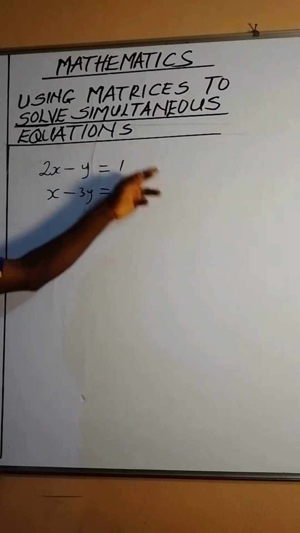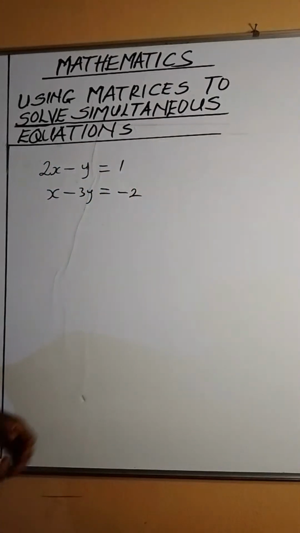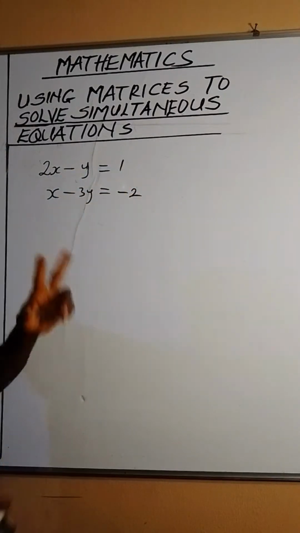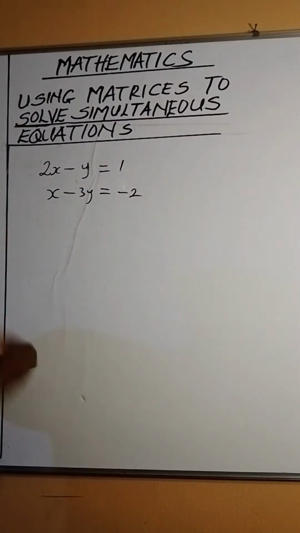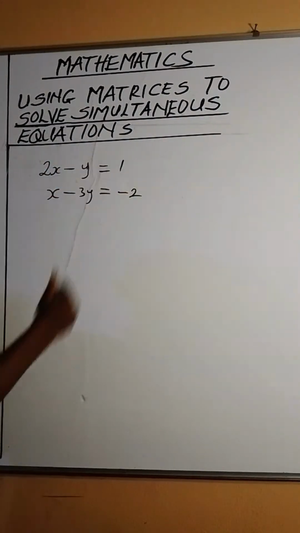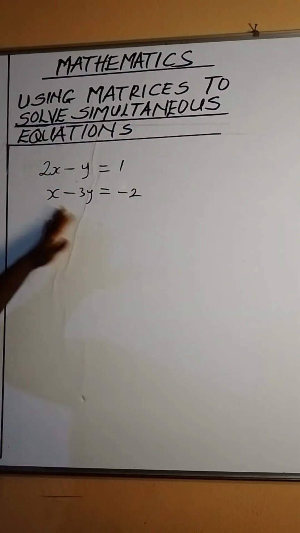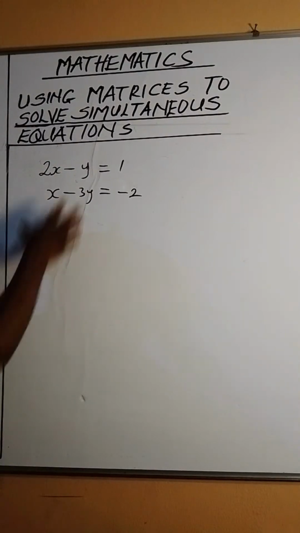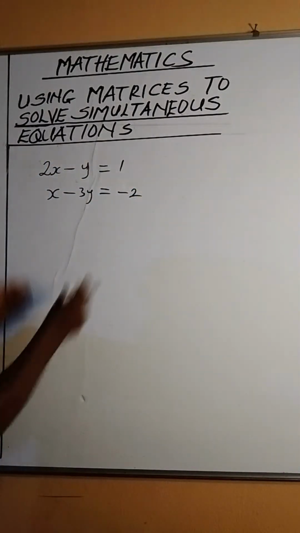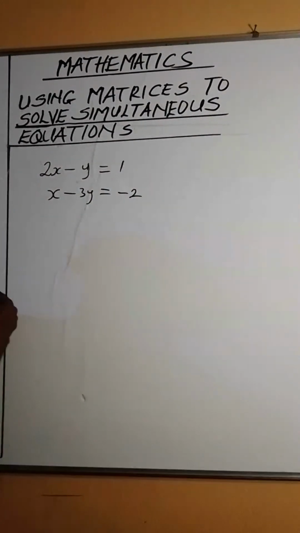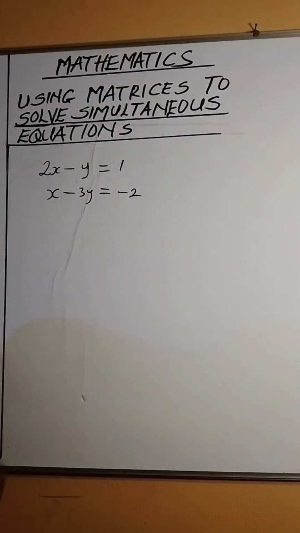We are going to be using the determinant method. There are different methods, such as Cramer's rule and others, but here we'll be using the determinant method. What we'll do here is to separate each of the numbers. We are going to extract the numbers from the equation.